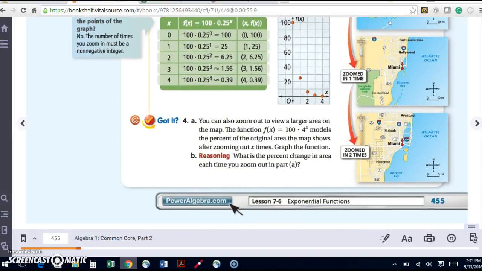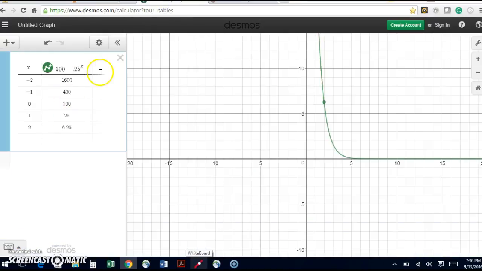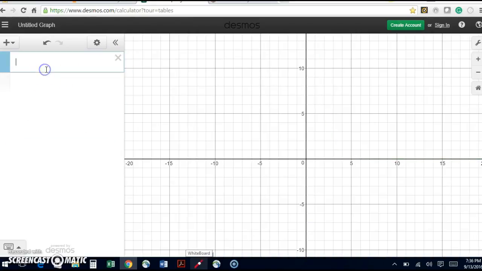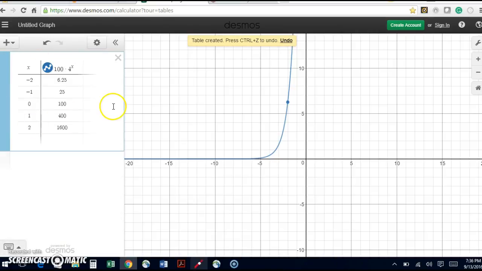Let's look at Got It 4. It says you can also zoom out to view a larger area of the map. The function f of x equals 100 times 4 to the x models a percent of the original area the map shows after zooming out x times. Graph the function. So let's do it. y equals 100 times 4 to the x. So there's my graph. I can convert it to a table, and there I have it. And so these are my values.